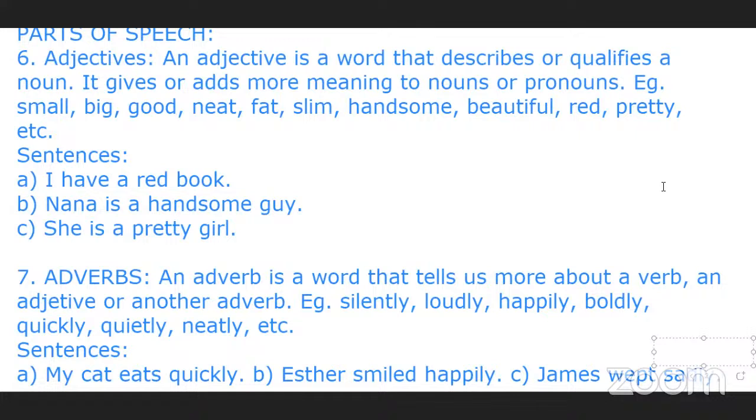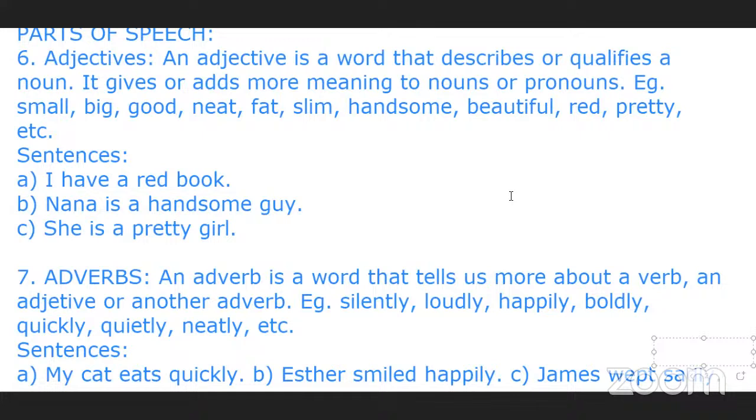Okay. So let's identify the adverb in number 2. Esther smiled happily. Which one is the adverb? Is it happily? Happily. And then James wept sadly. Which one is the adverb? Sadly. Okay. Great. All right. So I think we can round up here for today, and then we'll continue, God willing, next week.